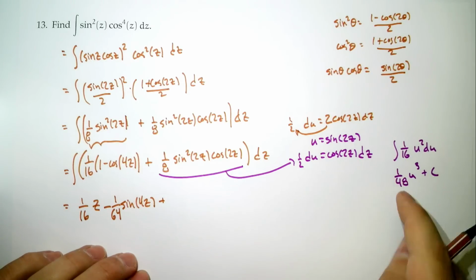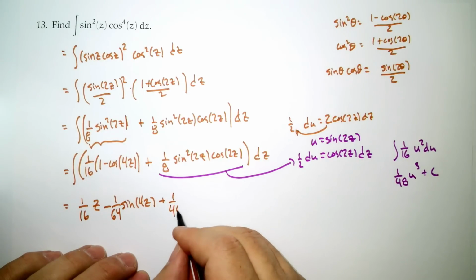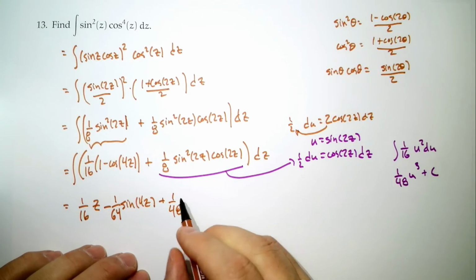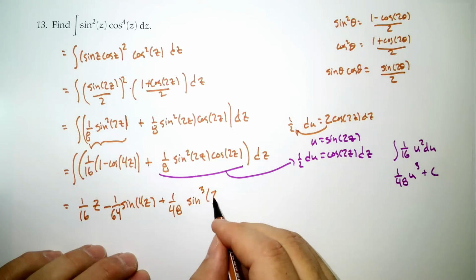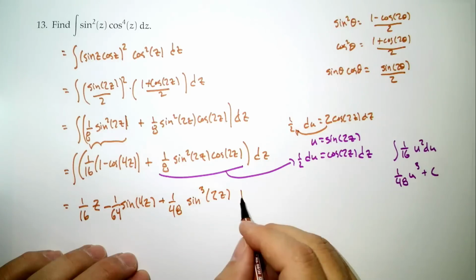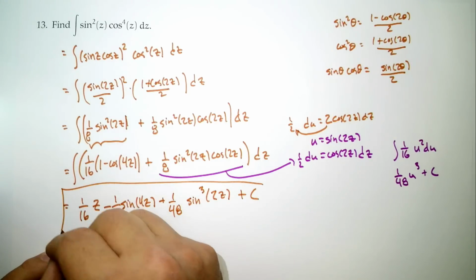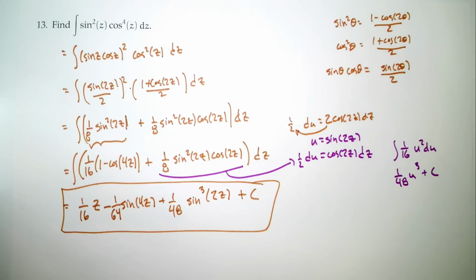Okay, so the last part here. So this will become 1/48. U is sine, so that would become sine cubed of 2z. And of course, the plus c, because we want all those points.